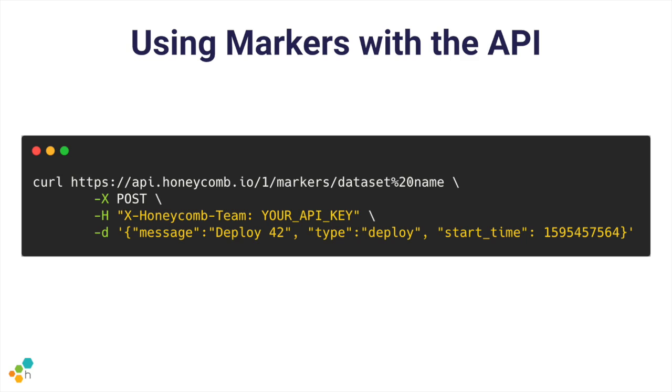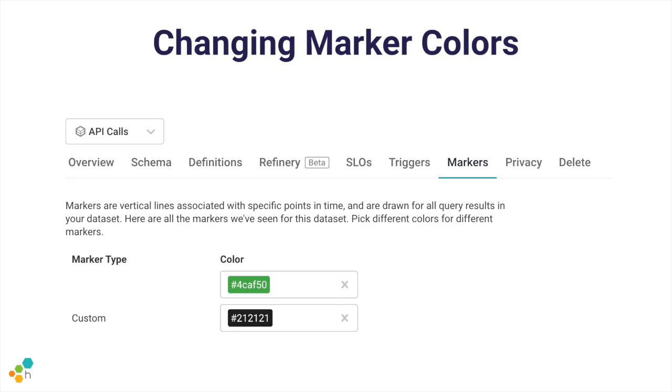To create markers using the API, you can see an example curl command here. It's a pretty simple endpoint. You just post to it, and you have to provide a few details like what the marker name should be and what type of marker it is. Different types of markers can be used to have different colors so that you can differentiate between, say, the start of an incident and when your build was deployed.